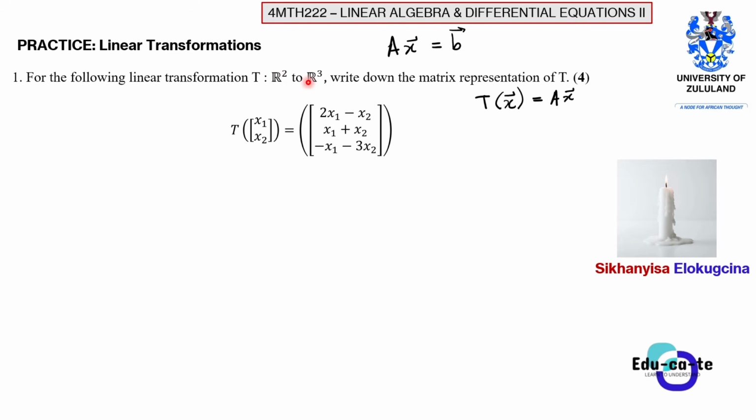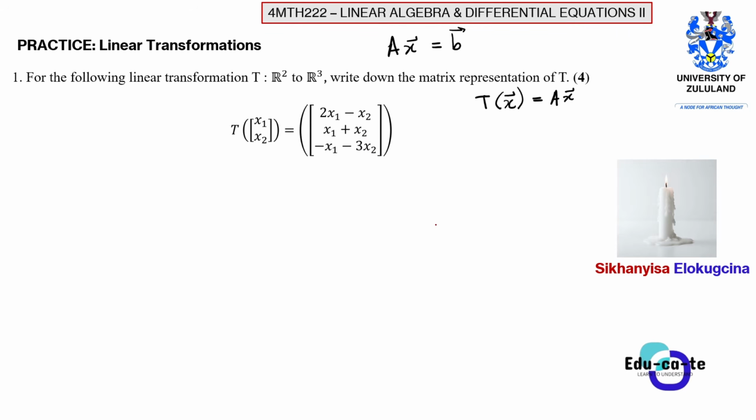From R2 to R3 simply means that first of all, it had two entries. There was a column vector having two entries, which is R to the power of 2, x1 and x2, and then it becomes a column vector having three entries: the first one, the second one, and the third one. It is more like the number of rows that we're having in this column. So now, how do we find that matrix?